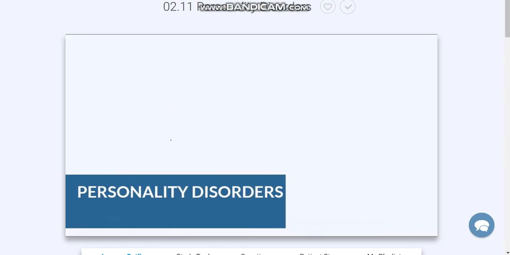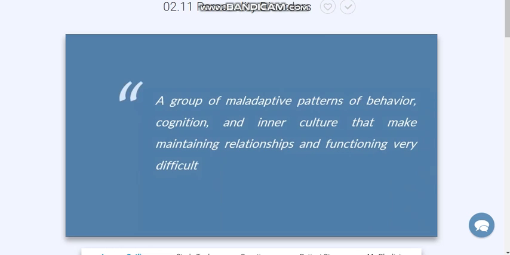All right, in this lesson, we're going to talk about personality disorders. So let's just start with the definition. Personality disorders are a group of maladaptive patterns of behavior, cognition, and inner culture that make maintaining relationships and functioning very difficult. So what the heck does that mean? Basically, the behaviors and the thought processes that make up our personality, make us who we are, become distorted. So we can't interact with others in a way that's actually functional and manageable.